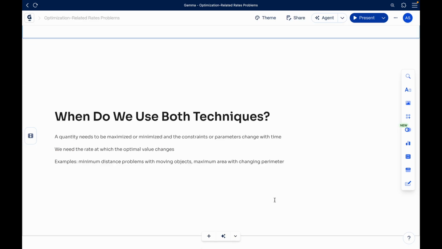Now, when do we use both techniques? It's pretty simple. When a quantity needs to be maximized or minimized and the constants change with time, or we need the rate at which the optimal value changes. Basically, a few examples are maximum area with changing perimeter and minimum distance problems with moving objects.